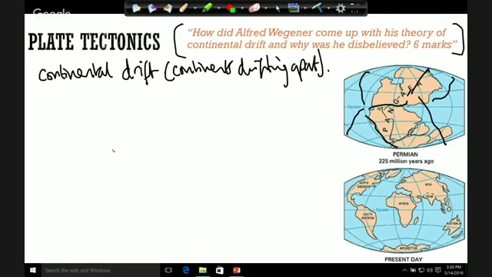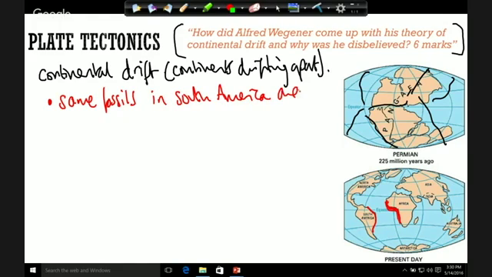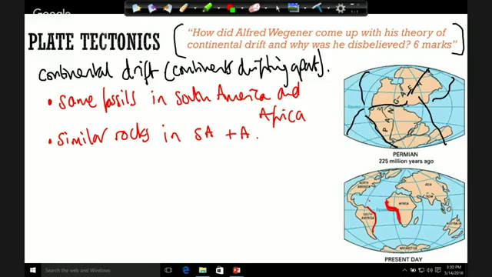He had 3 main bits of evidence. The first one is that there were the same fossils in the areas that he looked in. He mainly looked at these coastlines here of Africa and South America. So these are the ones that you need to refer to in your exam. Africa and South America. And he said that there were the same fossils in South America and Africa. He also noticed that there were similar rocks in South America and Africa. And finally, he noticed that the coastlines fitted together like a jigsaw.